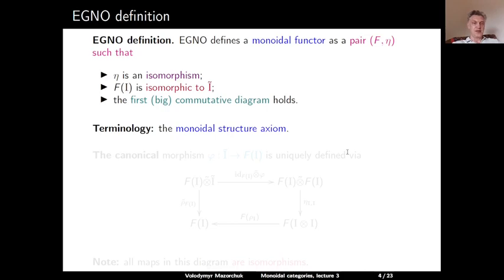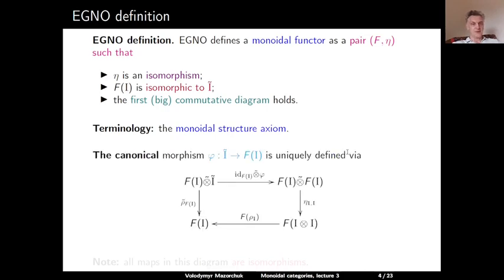One can actually define a canonical morphism between the identity in C tilde and the image of the identity in C under F using the following commutative diagram. So we start from F(I) tensored with the identity. Then we use the right unitor to go to F(I). Alternatively, we can go using the identity tensored with phi to F(I) tensored with F(I). Then we use eta to end up in F(I tensor I).